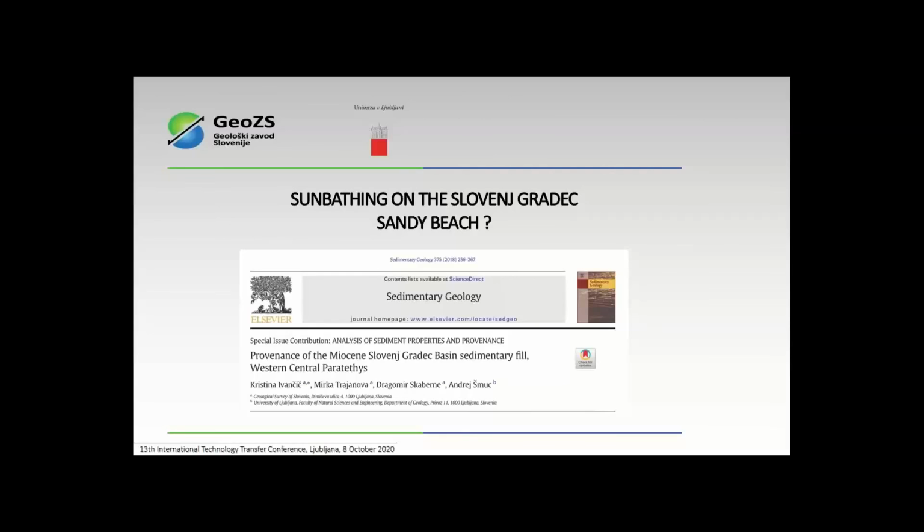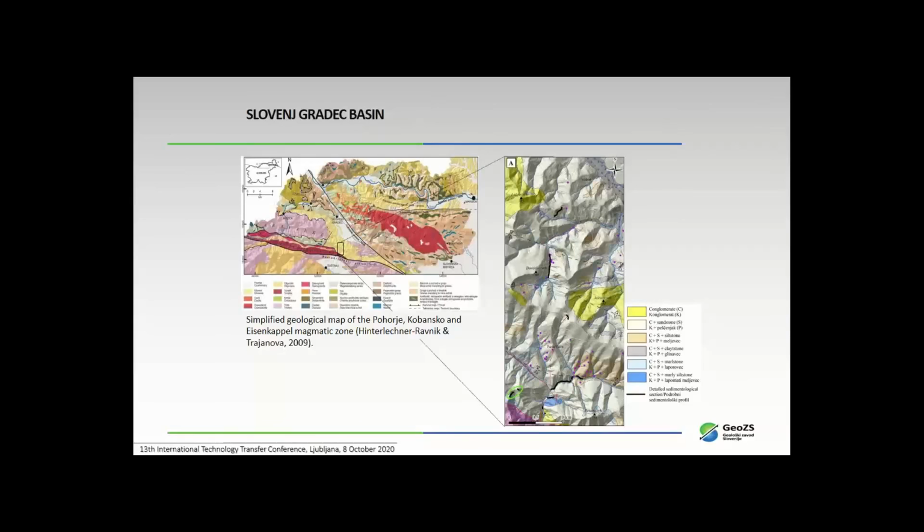Slovengradec basin represents the yellow area between Pohorje, Southern Alps, Paški kozjak, Železno-Kapelska magmatska cona, Karavanke and Strojna. Basin also represents area where sedimentation took place between 17 and 15 million years ago. It's filled with alternation of different clastic sedimentary rocks like conglomerate, sandstone, siltstone, claystone and marlstone. Our goal was to define origin and basic sedimentological characteristics of these complex Miocene sedimentary successions. Next slide.